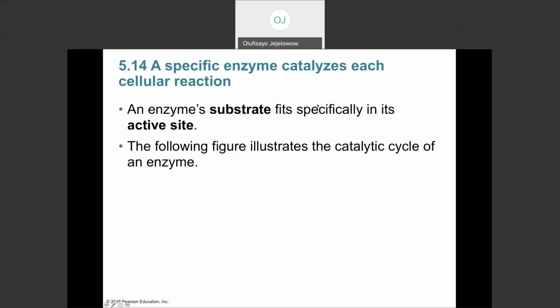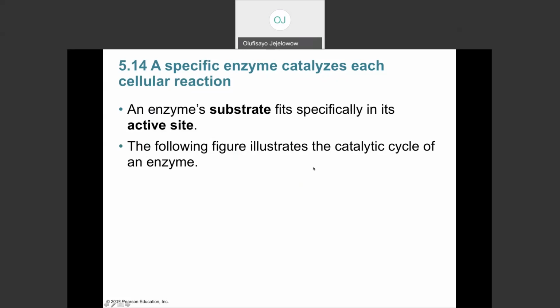So specific enzymes catalyze cellular reactions. One important property of enzymes is that they are very specific in their actions. An enzyme's substrates fit specifically in its active site. So this is why it's easy to name enzymes according to the substrates that they act on. Sucrase acts on sucrose, lactase acts on lactose, and so on and so forth.